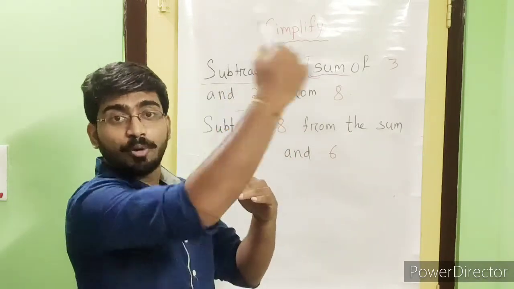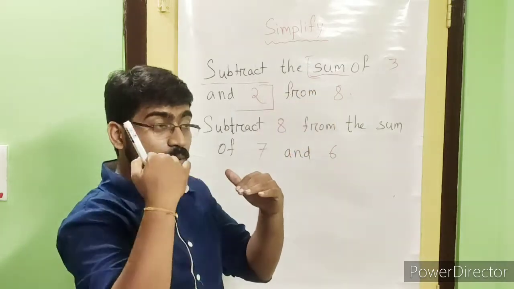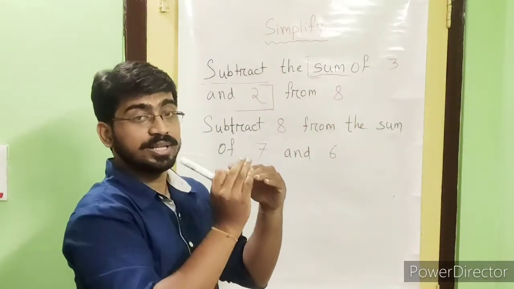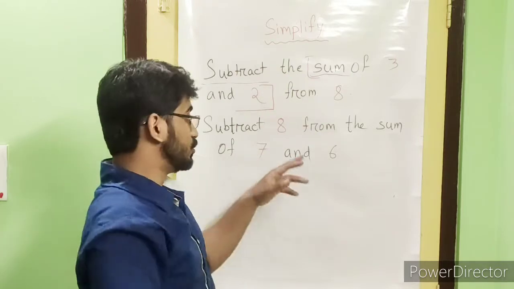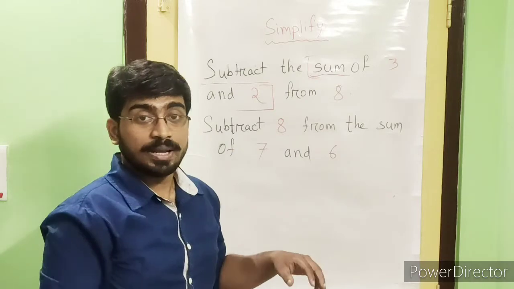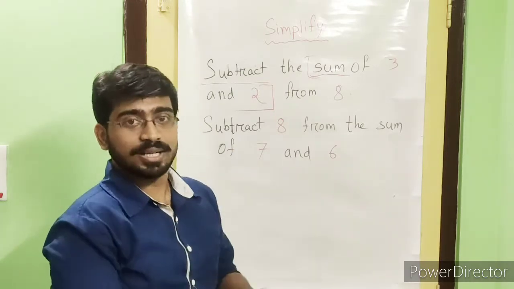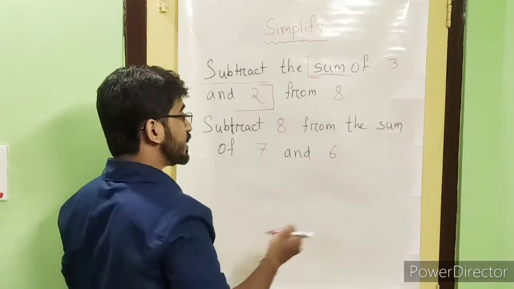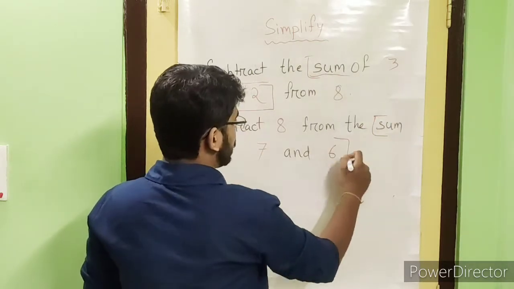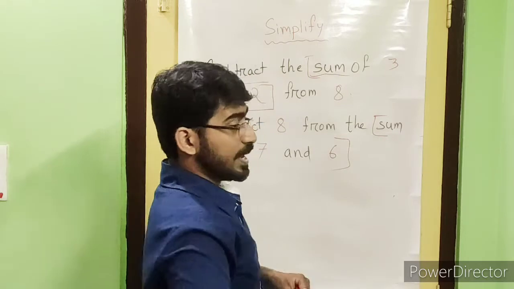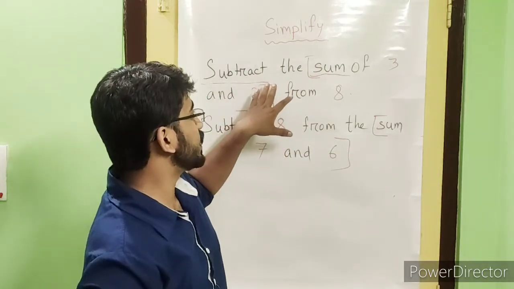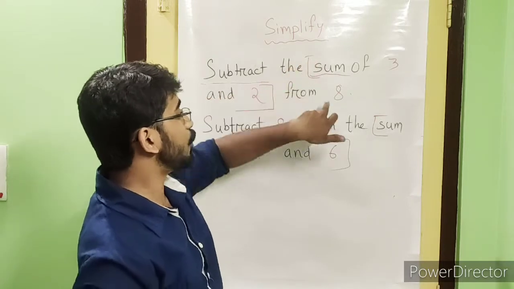সাবট্রাক্ট করতে হলে তো একটা বড় সংখ্যা দরকার। We need to have a larger number from which we need to subtract the lower. So it is the smaller number. Now we need to find the larger number. So larger number, how will we get? Subtract 8 from the sum of 7 and 6. Here we need to subtract 8 from a sum.